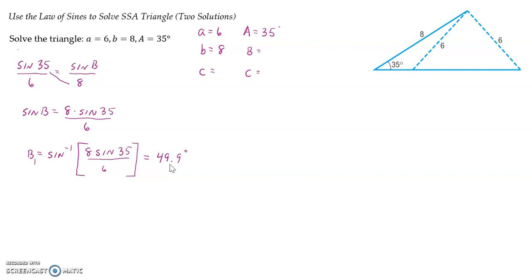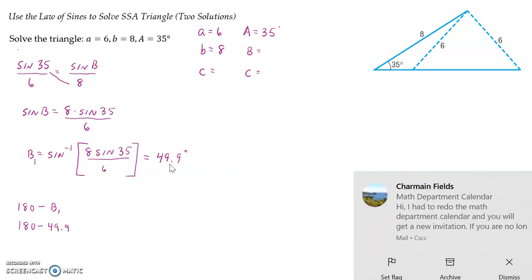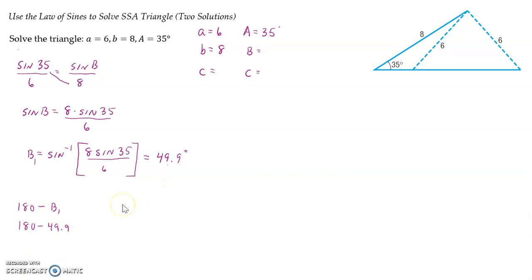Now remember that when you're looking for a potential second triangle, you're going to be taking this angle measure that you just found, and you're going to be subtracting it from 180. So I'm going to write 180 minus my B1 value here. So I'm going to go ahead and subtract my 49.9 degrees. And this is going to give me 130.1 degrees. And this is going to be my potential B2 in a second triangle.